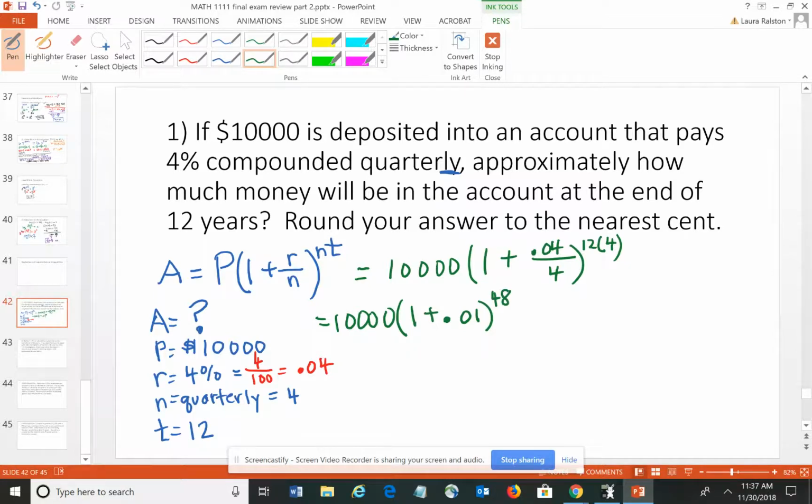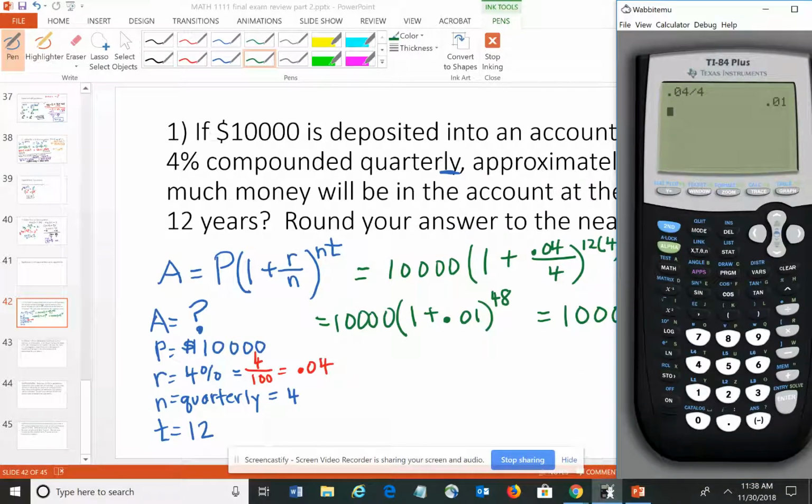I can do 12 times 4 in my head. Then I need to add what's in the parentheses, and I can do that in my head. So I have 10,000 times 1.01 raised to the 48th power. And then I definitely want to get my calculator. So I'm going to add 1 to 0.01, and raise it to the 48th power, which gives me this big long decimal.